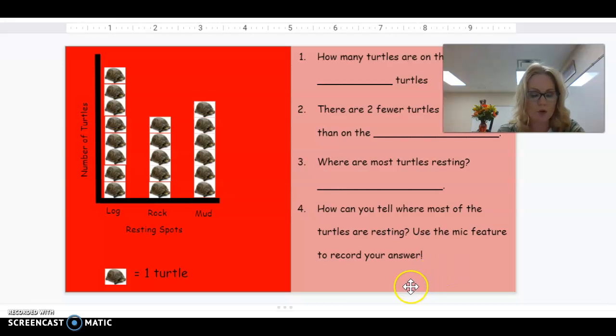Now that you know where most of the turtles are resting from number 3, number 4 wants you to share how you knew that. When you are done, you will move on to the next pictograph. So 4 is going to say, how can you tell where most of the turtles are resting? Use the mic to record your answer.